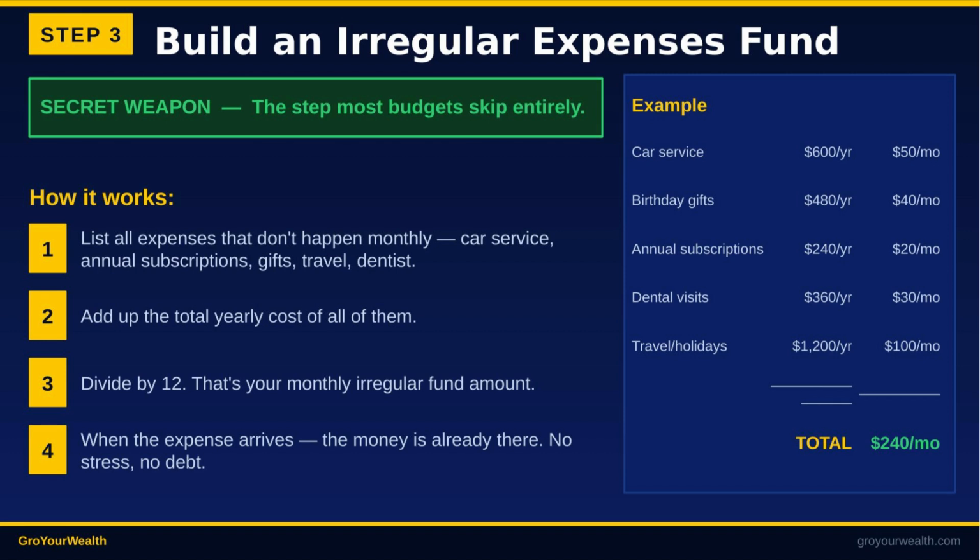Step 3. Build an irregular expenses fund. This is the secret weapon most budgets are missing. Every month, set aside a small amount for costs that do not happen monthly: car services, annual subscriptions, gifts, travel. Divide the yearly total by 12 and save that amount every single month. When the expense hits, the money is already there.